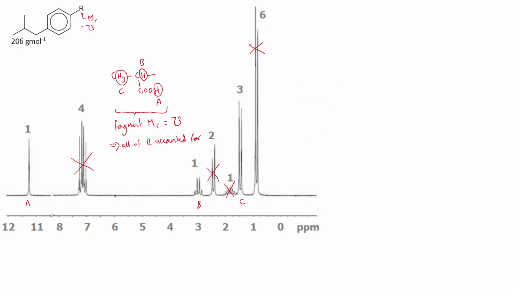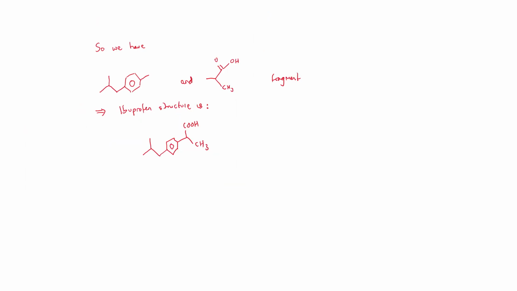So if you add up the MR of that group of atoms, it comes to 73. And as we worked out earlier on, that's exactly what the mass of the R group needed to be. So it looks like that's the whole thing now accounted for. So we have that group, and we have the bit of the structure that we were already given, and all we have to do is join them together, and we get the entire ibuprofen structure, which looks like that.